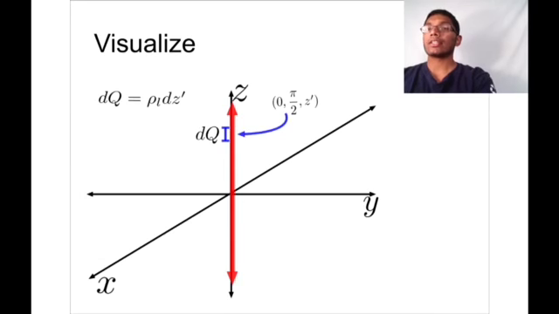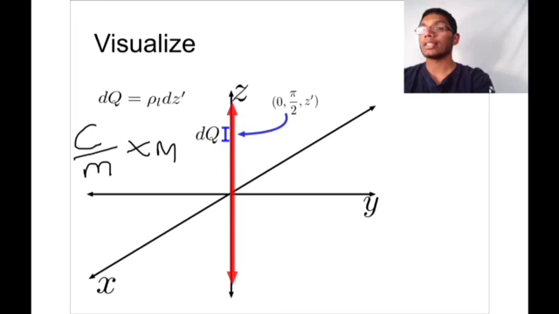And just to be clear with the notations and units, I have coulombs per meter multiplied by meters, because rho L is in coulombs per meter, and dz prime would be in units of meters. These cancel, and I'm just left with coulombs.